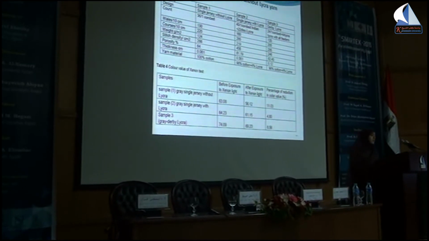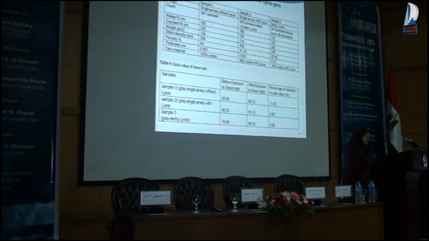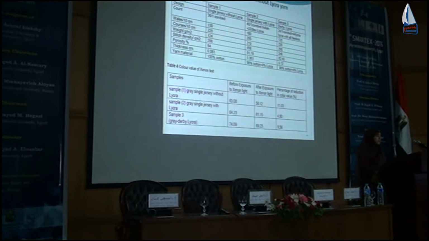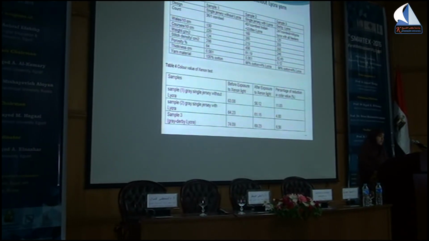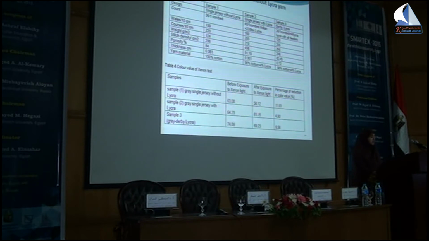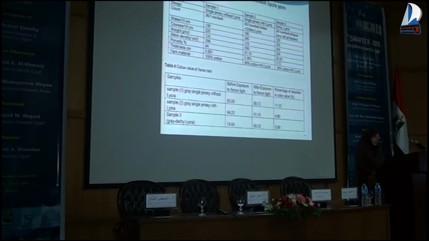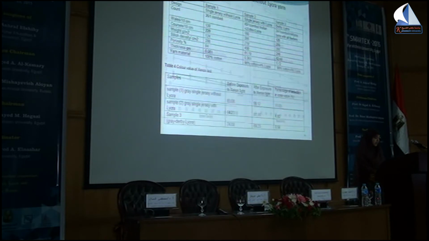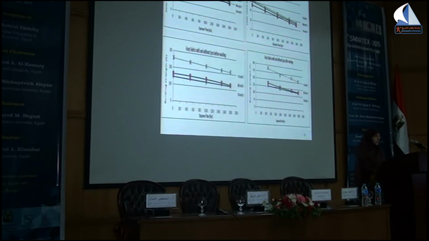The second group contains gray cotton fabric with and without lycra. This group contains 3 fabric samples. Its specifications are shown in table 3, and table 4 contains the xenon test results. As we see, sample 1 has a higher percentage of reduction because it doesn't have any lycra yarn.